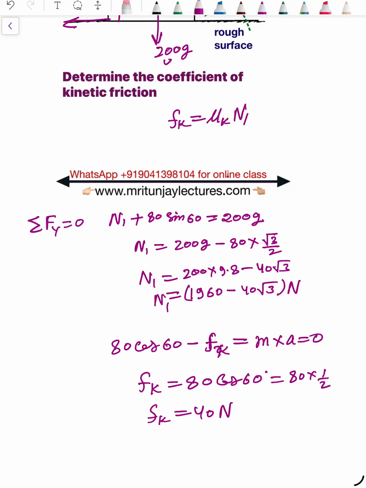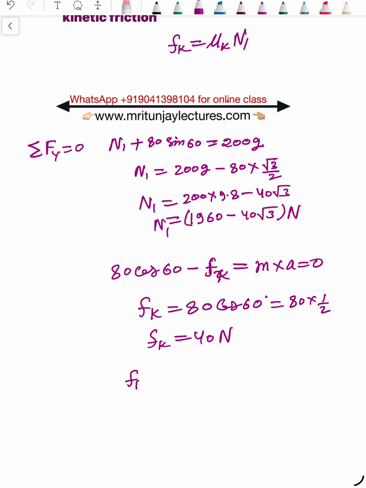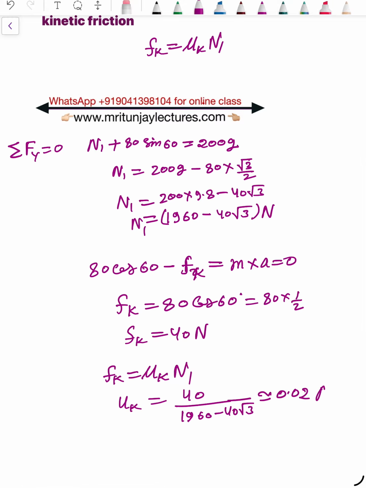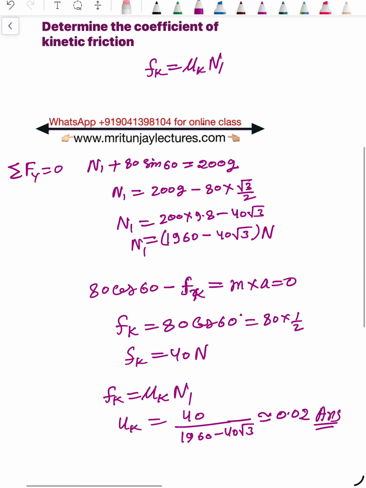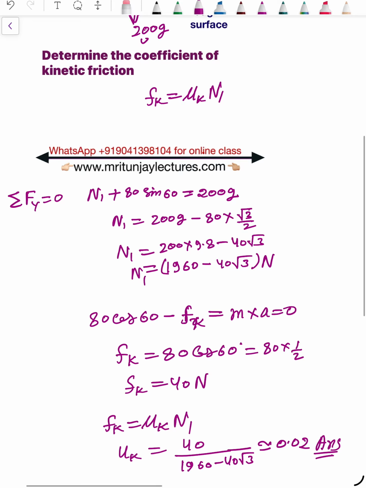Clear? Now I know that Fk is equal to mu k into N1. So what about mu k? Mu k is Fk, which means 40 divided by how much? 1960 minus 400 root 3. And this is closer to 0.02, the final answer. I hope it is clear. So 0.02 is the right answer. If anyone faces any doubt, then comment it. I will discuss again. Okay.